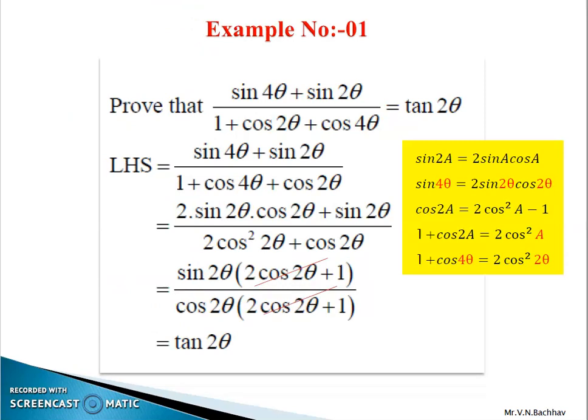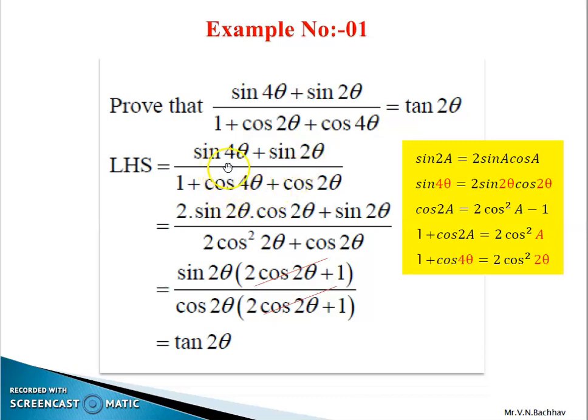Now try to solve some examples. Prove that (sin 4 theta plus sin 2 theta) upon (1 plus cos 2 theta plus cos 4 theta) is equal to tan 2 theta. First we rewrite this as (sin 4 theta plus sin 2 theta) upon (1 plus cos 4 theta plus cos 2 theta), interchanging the position of cos 4 theta and cos 2 theta.